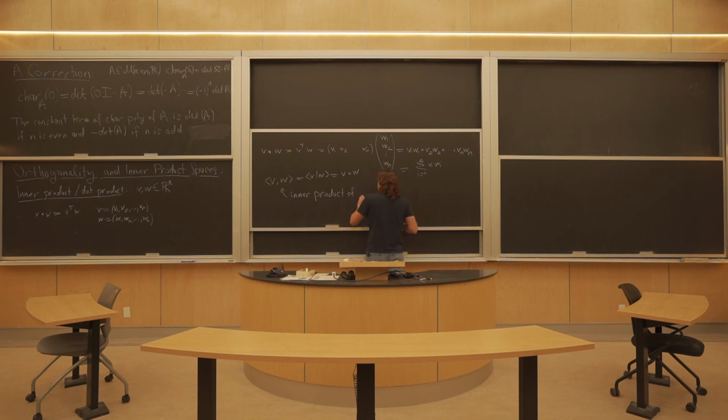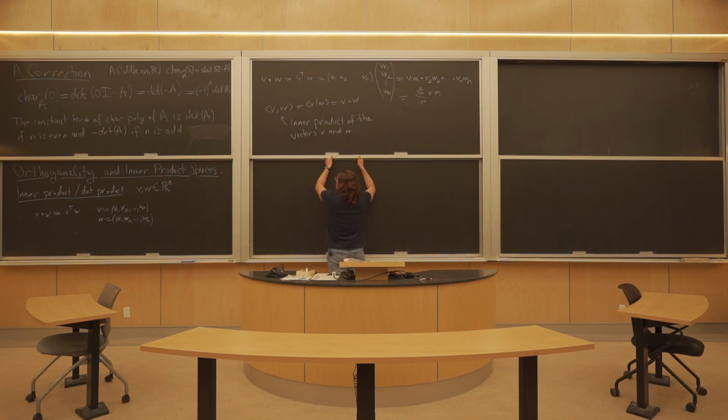Of V, of the vectors V and W. Let me define a couple more things. If I were to take the inner product of a vector with itself and then take the square root of that result, that's called the norm or length.